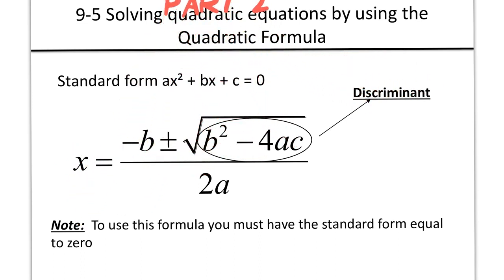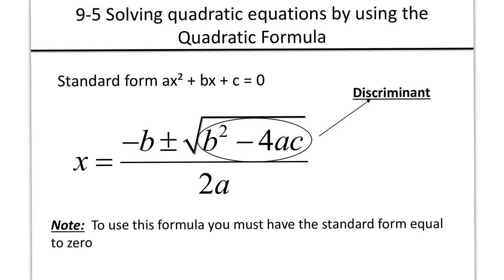So in that quadratic formula, we have x equals negative b plus or minus the square root of b squared minus 4 times a times c, everything divided by 2 times a. When can we use the formula? If you have a quadratic equation in standard form and everything is equal to 0, then you can use the formula to find the x-intercepts or to solve the quadratic equation.